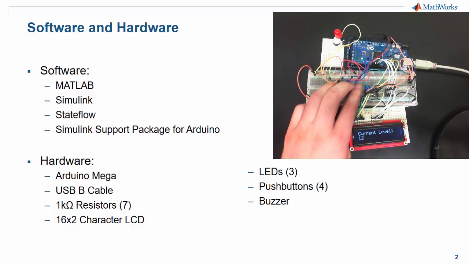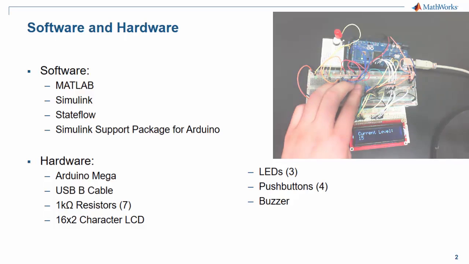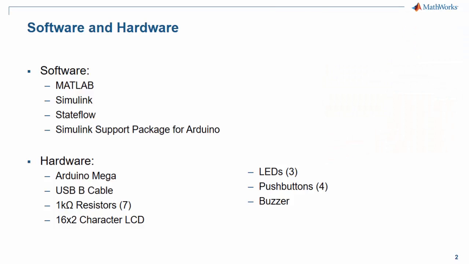In terms of software, we're going to need MATLAB, Simulink, Stateflow, and the Simulink support package for Arduino. In terms of hardware, we're going to need an Arduino Mega, a USB A to B cable, an LCD display, and all of the other hardware components listed on this slide.